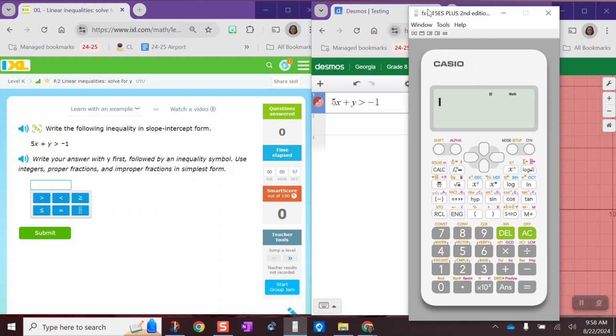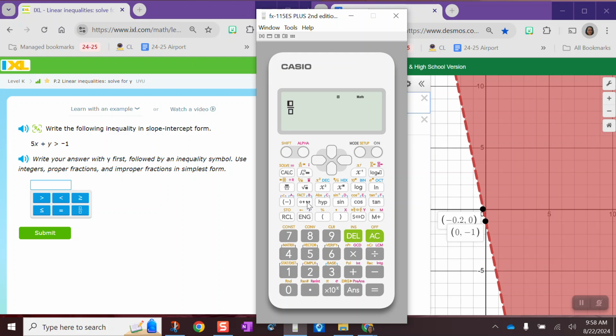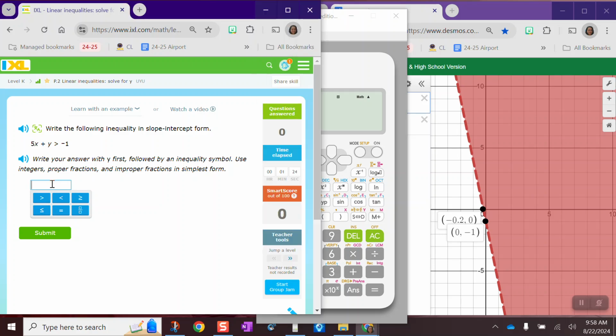I'll just use a different calculator so that you don't go away. All right, so it's going to be -1 subtract 0 over 0 subtract -0.2. -5. So my slope is -5. So it's going to be -5. Oops, my bad, over here. -5x. And what's my y-intercept? Y'all see (0, -1). So -1 is my y-intercept. -1. All right, so that's the mx plus b part, correct?